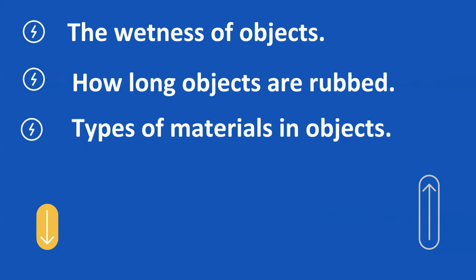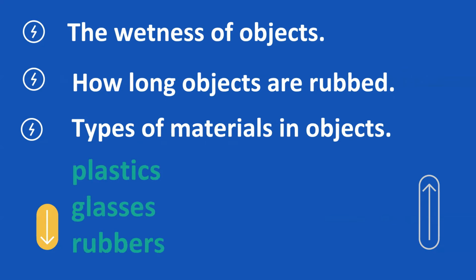And we have the types of materials in objects. An electric force does not form in all objects. Mostly, it forms in plastics, glasses, and rubbers. It is difficult to see an electric force in wood and metals. So, the properties of objects can tell us if electric force will form in them or not.